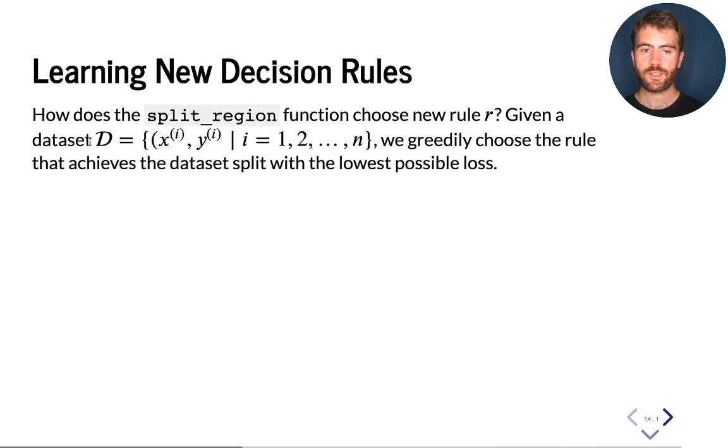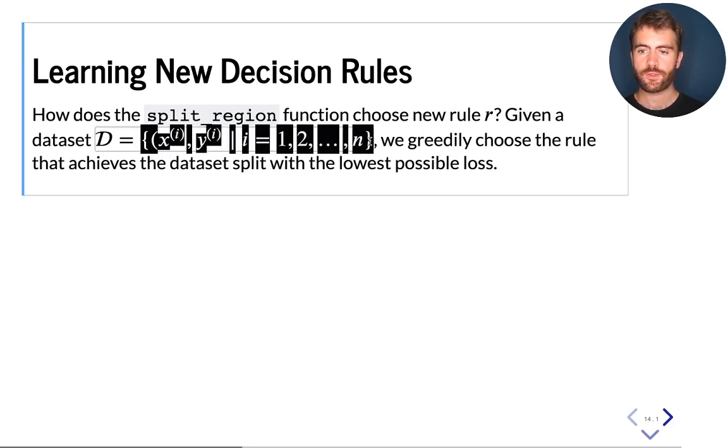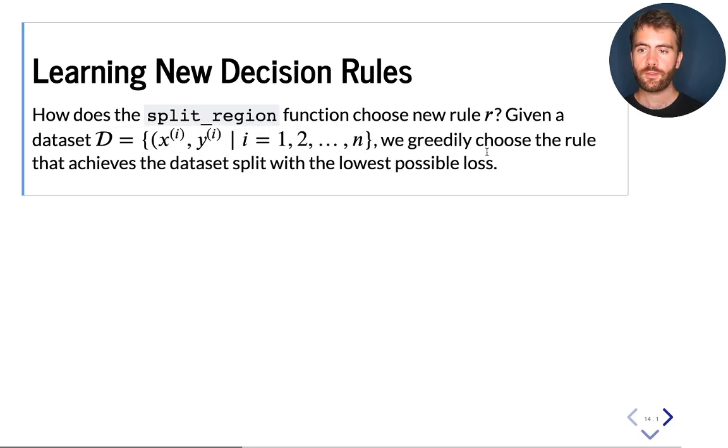Imagine that we have a data set D, and again, I just want to reemphasize that this process is greedy, and therefore, once we have chosen a region, we only look at the data for this region. And in order to figure out which rule to add, we simply look at the set of all possible rules, and we choose a rule that attains the lowest possible loss over this data set.